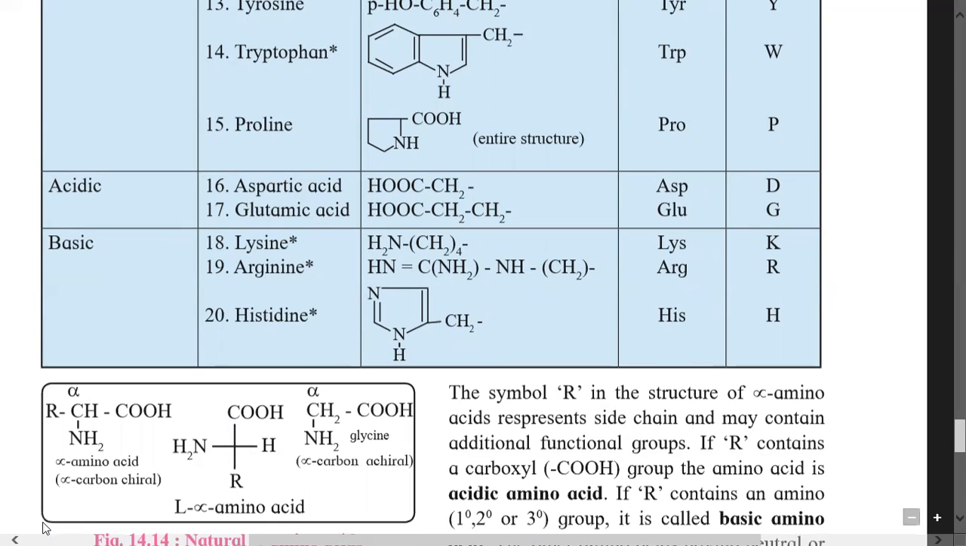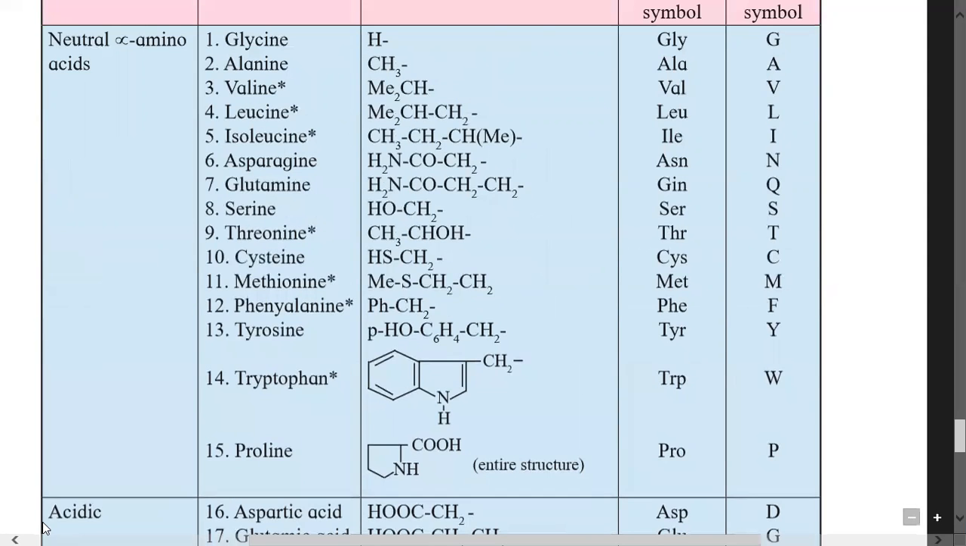If an alpha amino acid contains more COOH groups, that is, carboxylic acid groups, than NH2 groups, then these alpha amino acids are called acidic alpha amino acids. Basic alpha amino acids contain more amino groups, that is, NH2 groups, than carboxylic acid groups. These are called basic alpha amino acids.